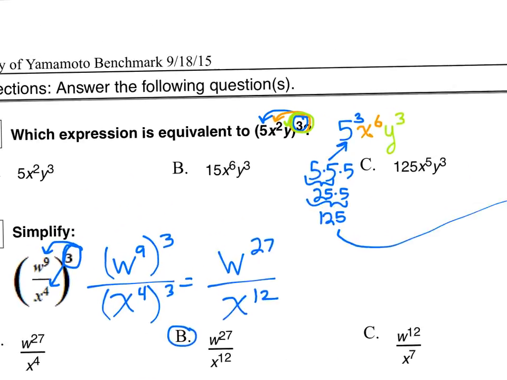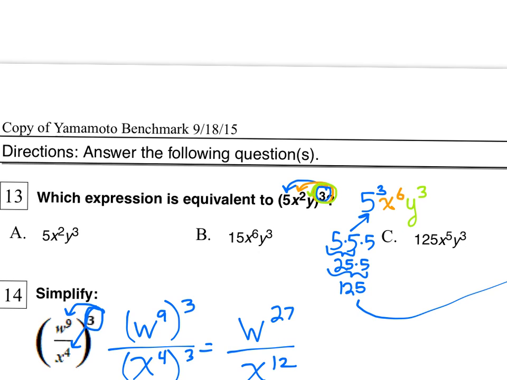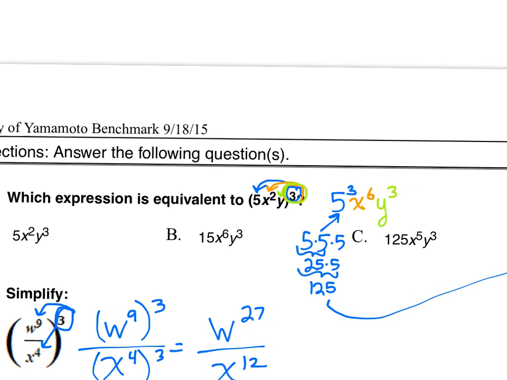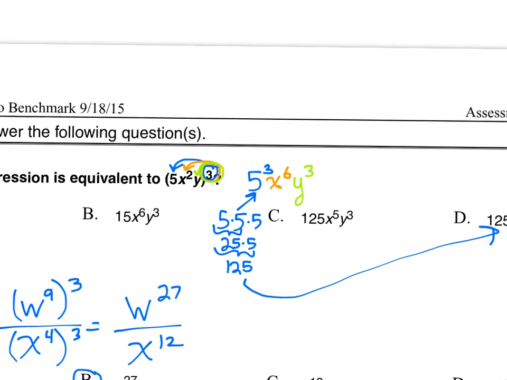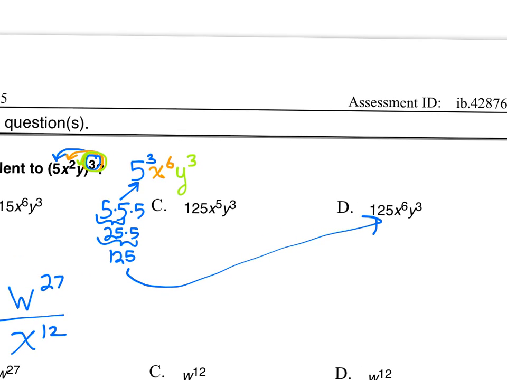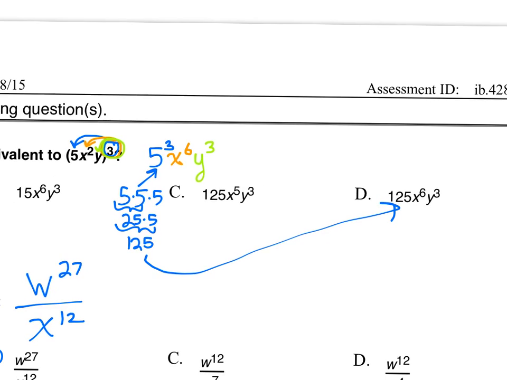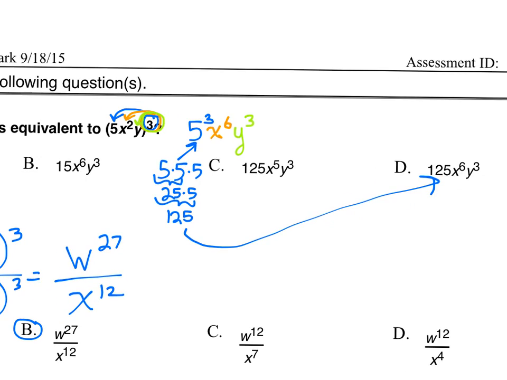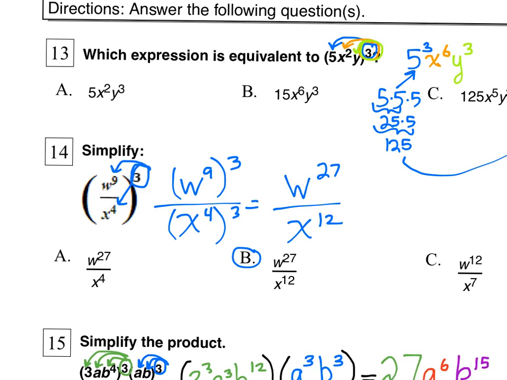Number 13, which expression is equivalent to 5x squared y to the power of 3? So here the 3 gets distributed to each term. 5 to the power of 3 is the same as 5 times 5 times 5, so I get 125, and x to the power of 6. 6 comes from multiplying the 2 and the 3, and then y to the power of 3 comes from multiplying the 3 and the 1 as a coefficient of y.